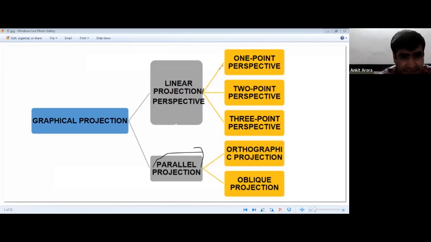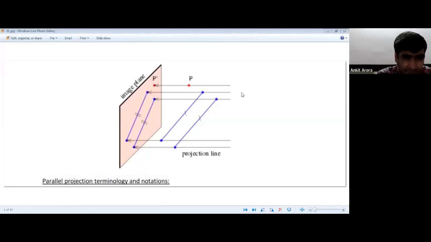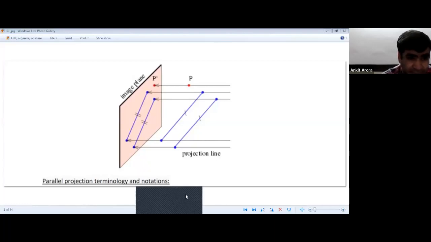Has anybody done anything like this in your architecture, especially the oblique projections? Just tell me in the chat box if you have done this, or if you have not done this, or if you're not aware about it, so that I could take it into that much detail. If you have a good amount of idea, then we would focus more on the questions. Otherwise we would spend a good amount of time on the parallel projections theory part also. So just let me know in the chat box.